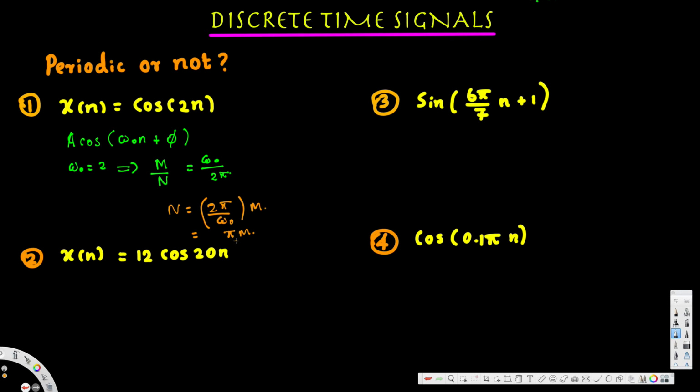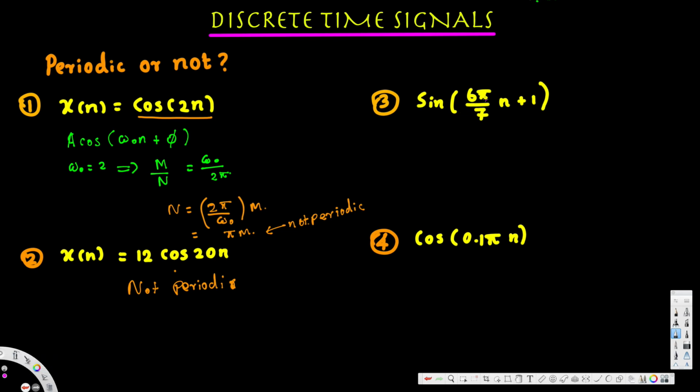And this pi is not a rational number, so this is not periodic. This is the proof. Whenever you see a cos function without pi, you can directly say this is not periodic. Also an exponential function is the same. Whenever you see an exponential function without pi, you can say that's not periodic. And if you look at this one, this is also without pi, this is n, so this is also not periodic.